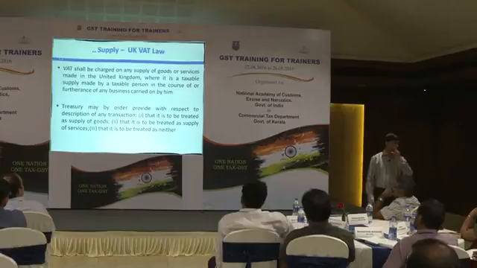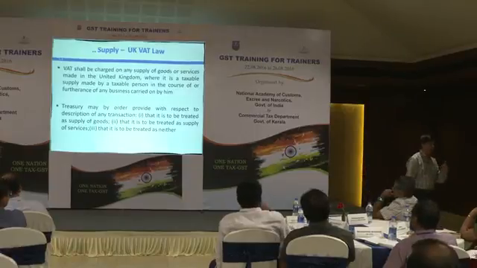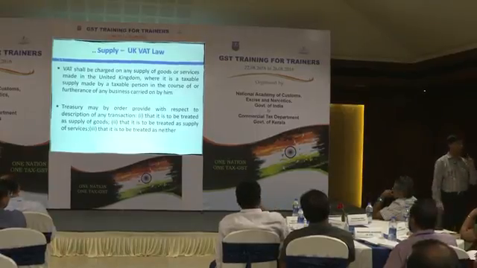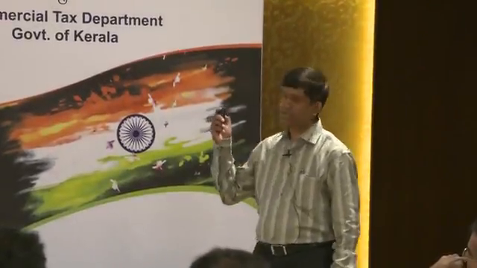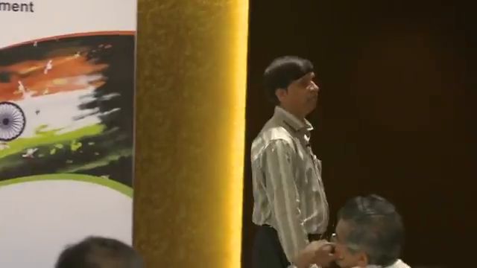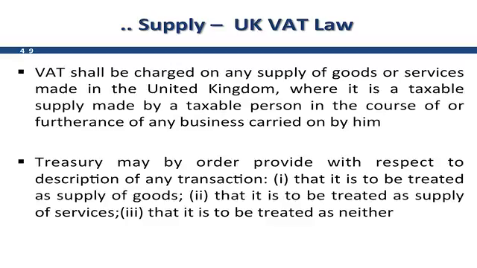We talked about, first, when we talk about supply of goods, we said it is the right to alienate the title to the goods. When we talked about supply of services, we said anything other than goods made for a consideration is services. Now we are coming to this: it is done by a taxable person in the taxable territory, in the course or furtherance of a business.